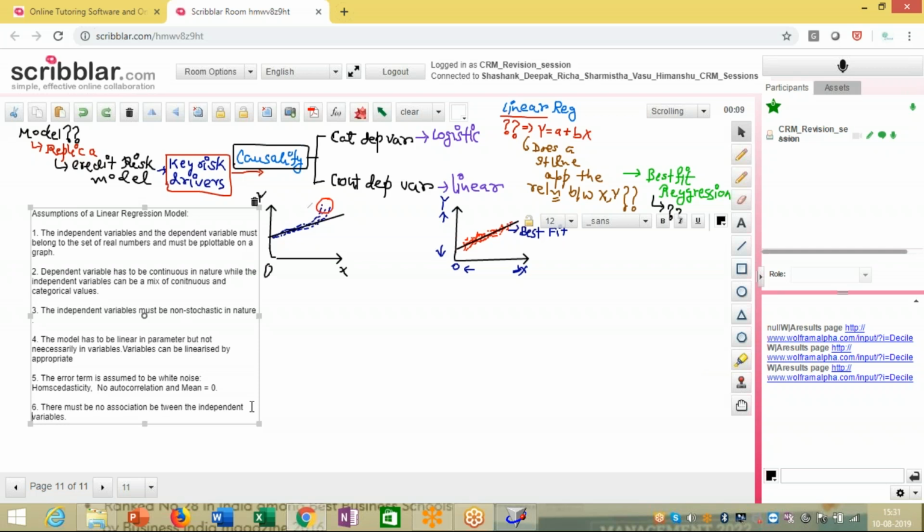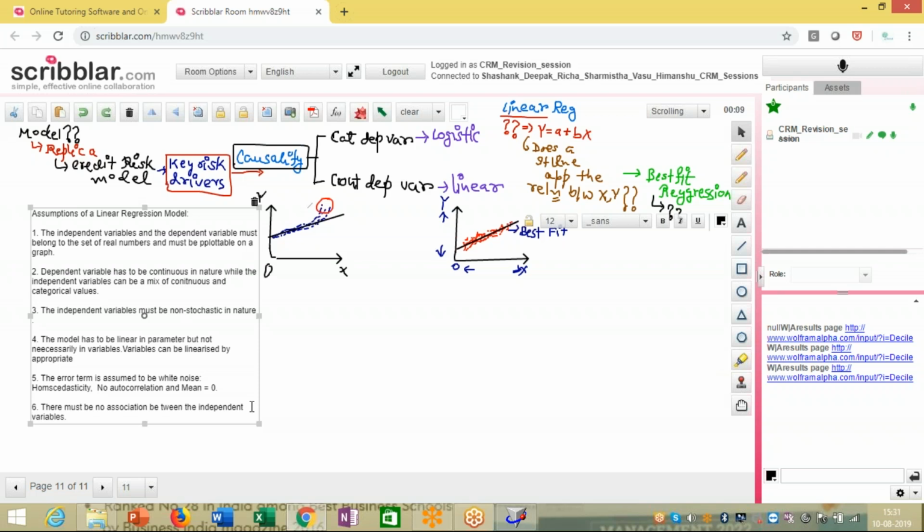And what are the criteria? The third assumption is the independent variables must be non-stochastic in nature. So what it means is that this x value should be provided values, there should be true values, and there should not be any probabilistic behavior associated with these variables.